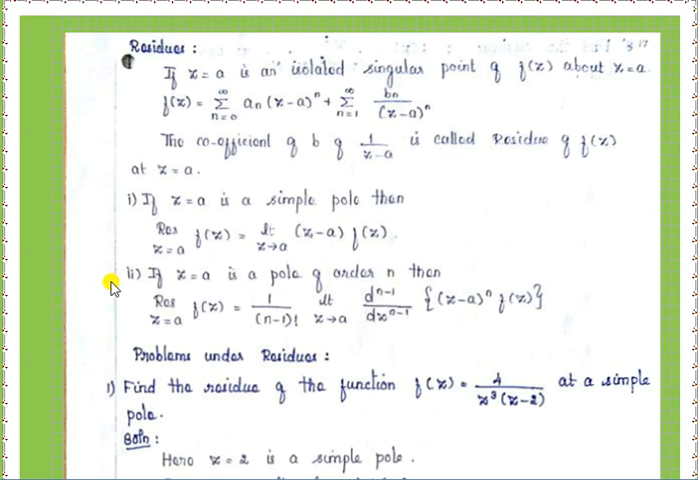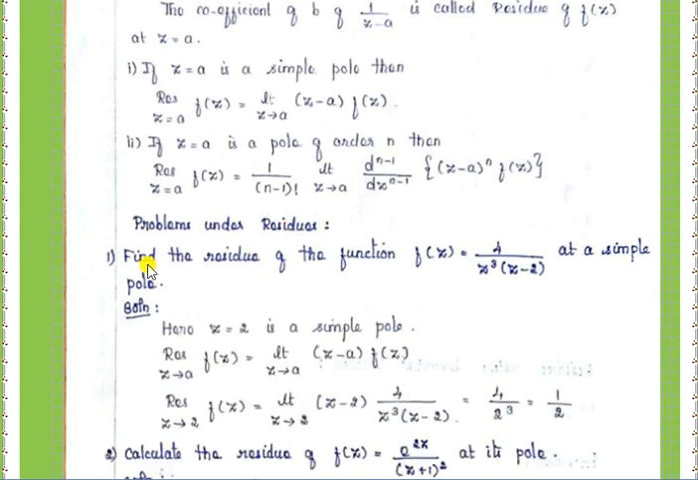For the second category, a pole of order more than 1, we must use the second formula. If z equal to a is a pole of order n, then residue at z equal to a of f of z equal to 1 by (n minus 1) factorial limit z tends to a d power n minus 1 by d z power n minus 1 of (z minus a) whole power n into f of z. This is the formula for order more than one. Now we are going to see some example problems under residues.